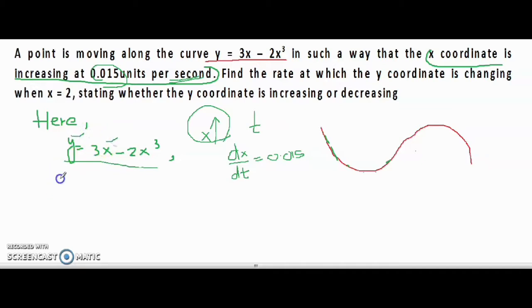Now we have the equation of the curve with y and x. So find dy by dx, which is equal to 3 times the derivative of x, which is 1, minus 2 times the derivative of x cubed, which is 3x squared, which is equal to 3 minus 6x squared.